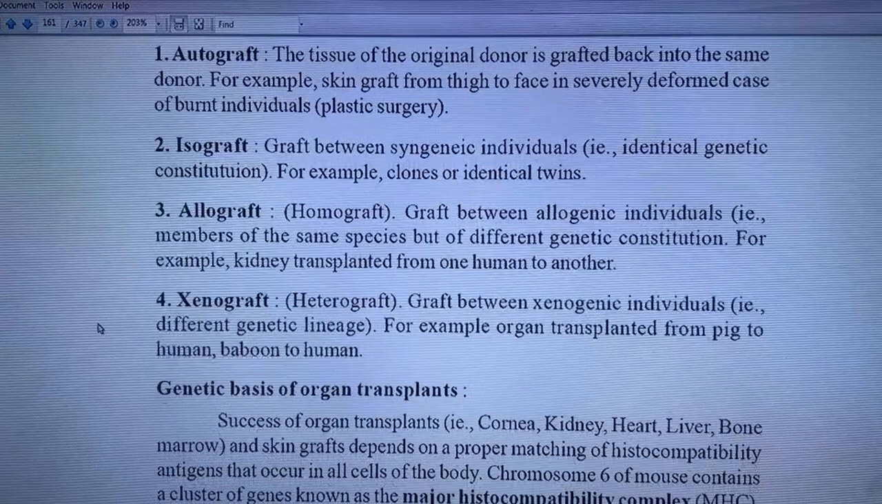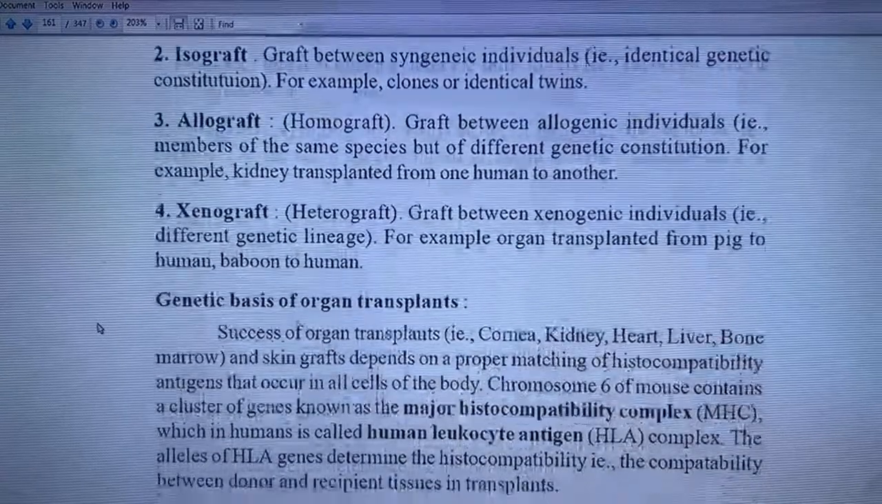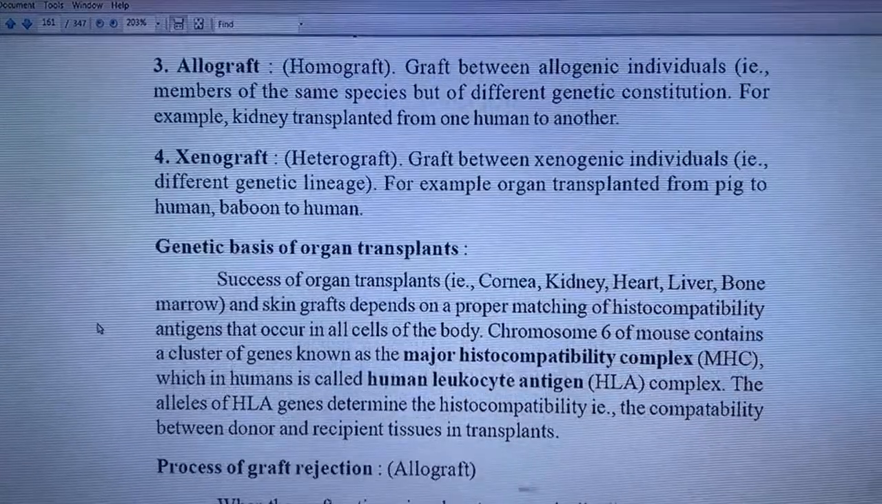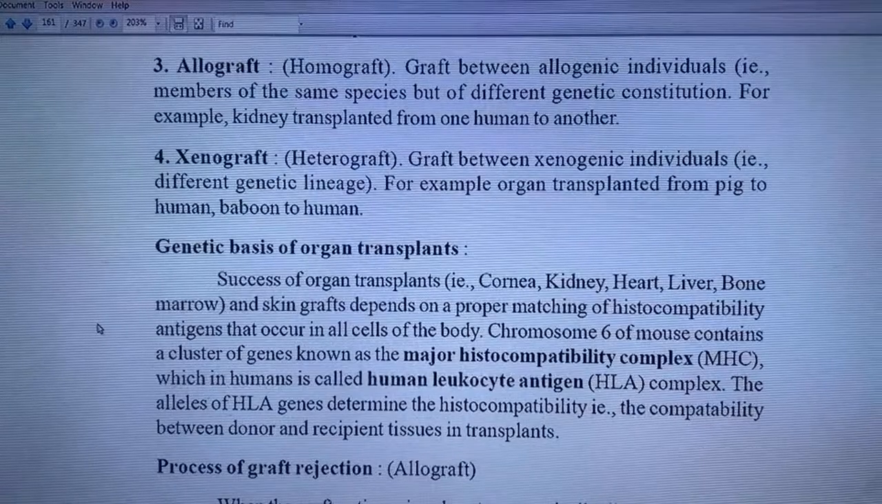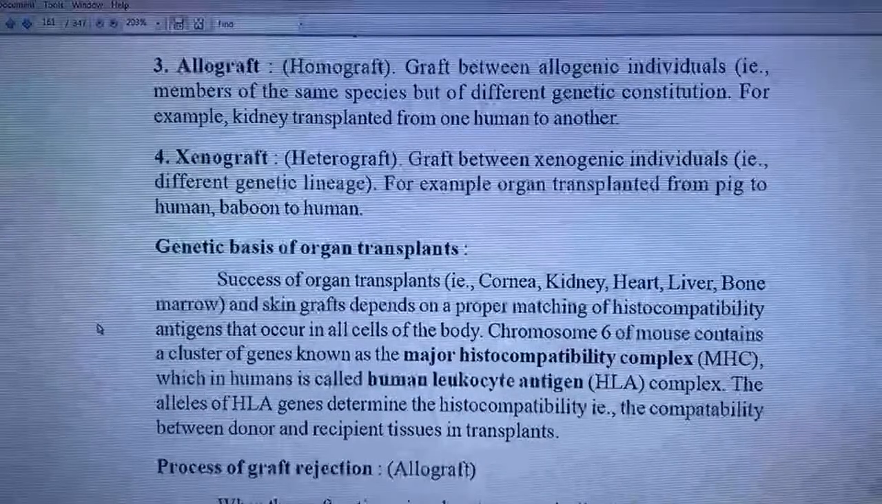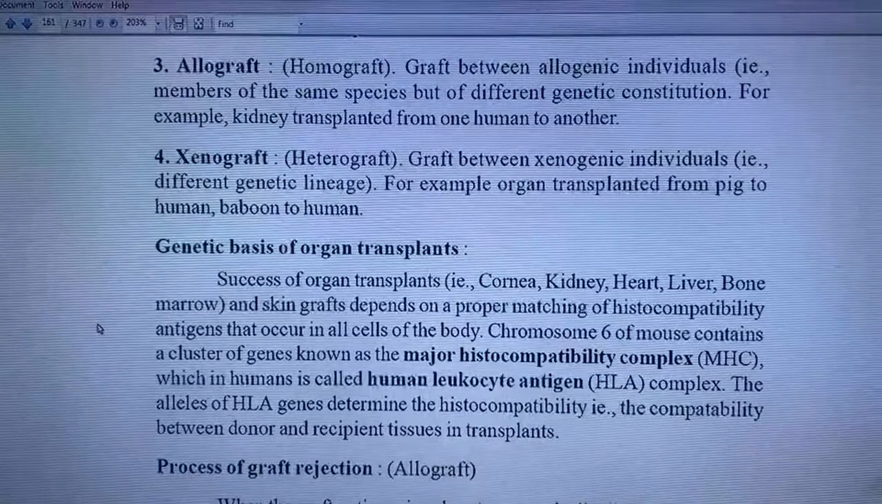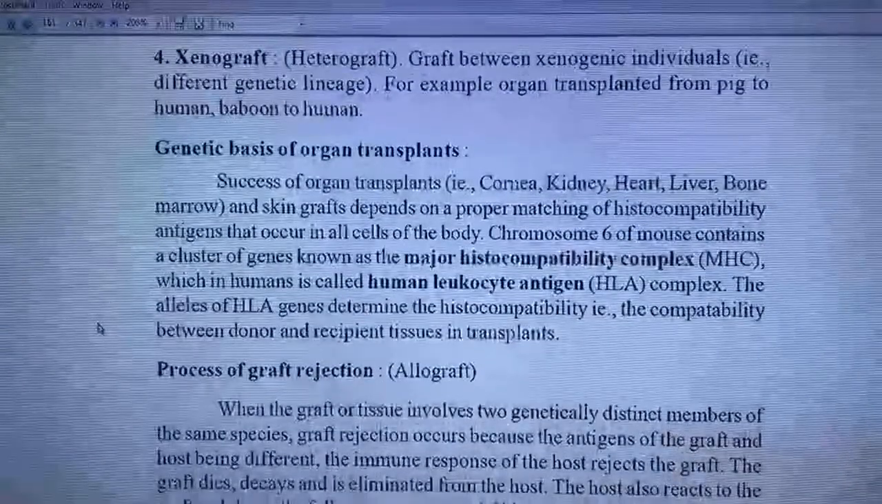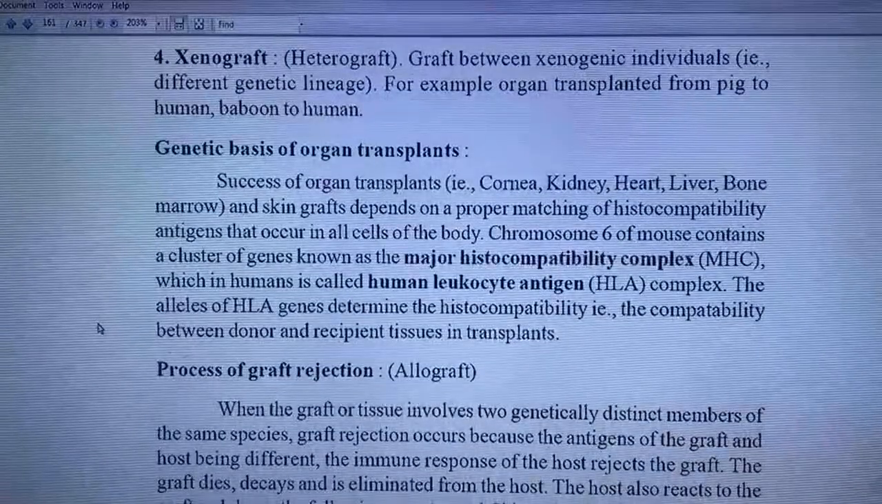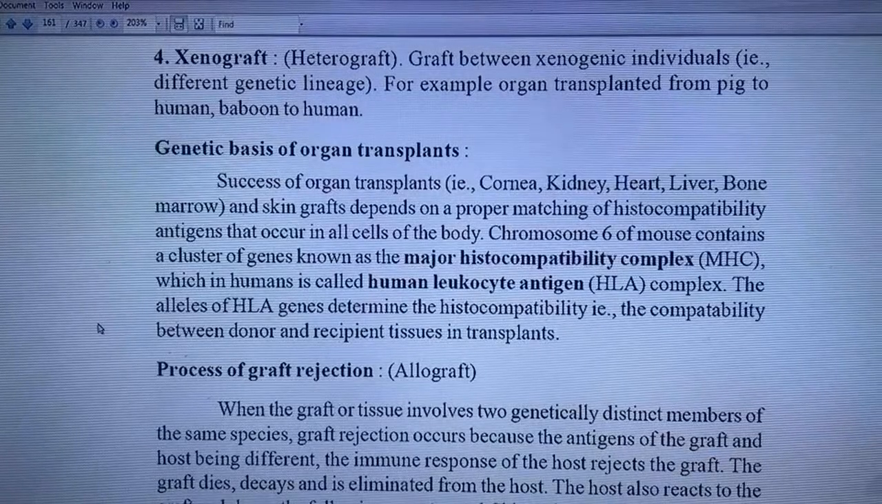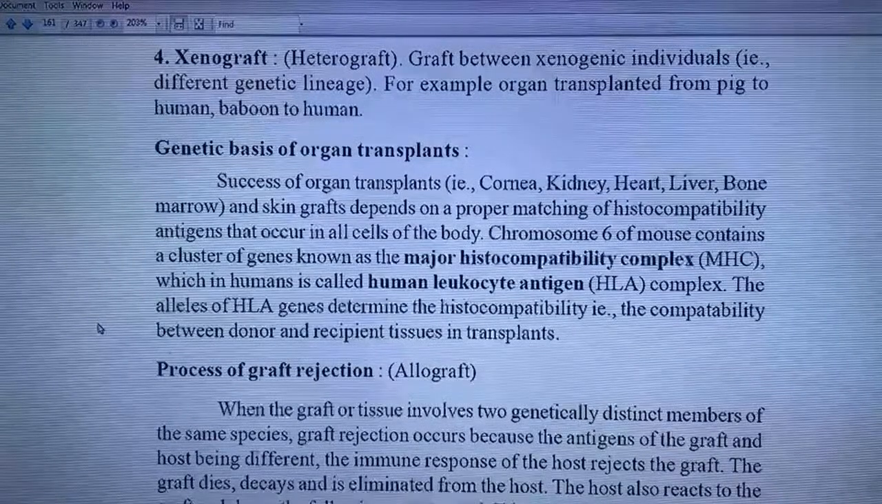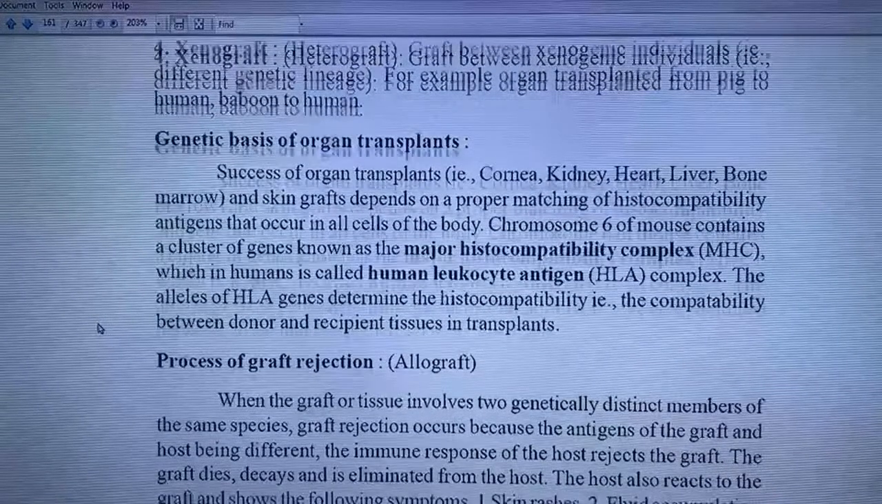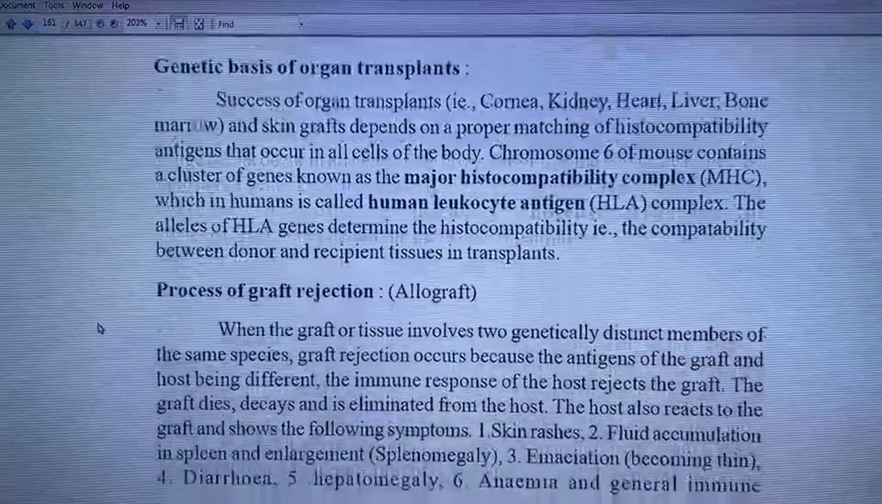3. Allograft. Graft between allogenic individuals, members of the same species but different genetic constitution, for example, kidney transplanted from one human to another. 4. Xenograft. Graft between xenogenic individuals, different genetic lineage, for example, organ transplanted from pig to humans, baboon to human, etc. Genetic basis of organ transplants.